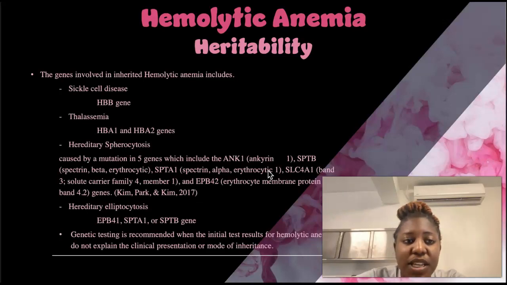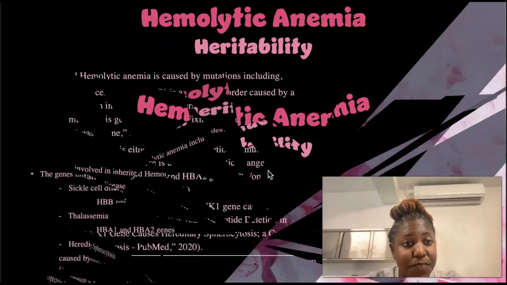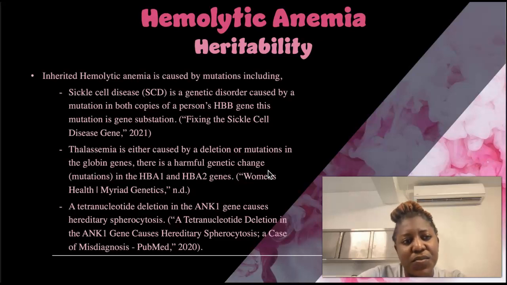To continue with heredity, the genes involved in inherited hemolytic anemia include sickle cell, which is caused by a mutation in the HBB gene. We also have thalassemia, which is a mutation in the HbA1 and HbA2 genes. And there is hereditary spherocytosis. Genetic testing is recommended when the initial test results for hemolytic anemia do not explain the clinical presentation or mode of inheritance.